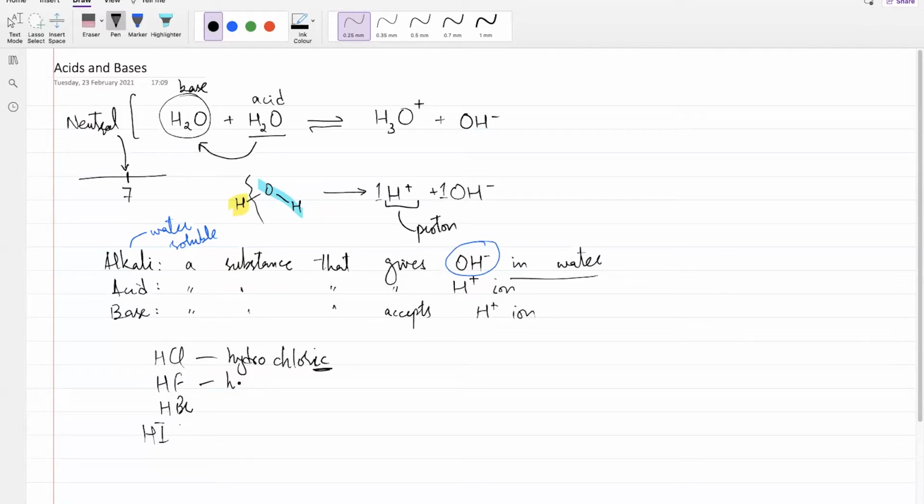This would be hydrofluoric. This would be hydrobromic. And this would be hydroiodic. Okay, so that's what these acids are. They have just two elements in them, and so we are going to count the hydrogen part. You will notice that all acids have hydrogen in them because obviously that's what makes them acids.